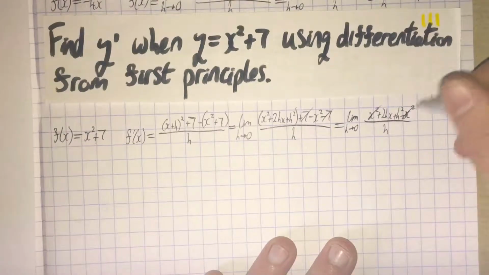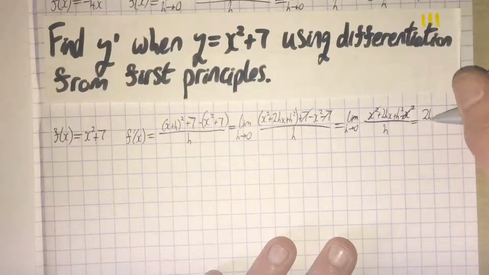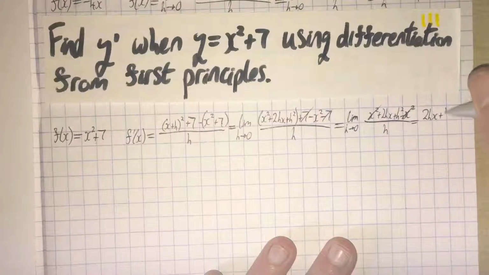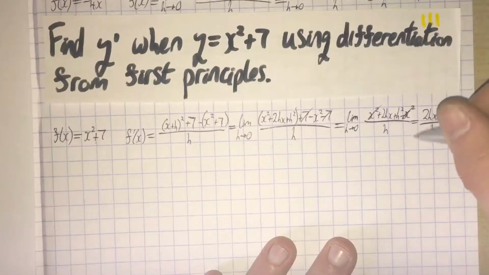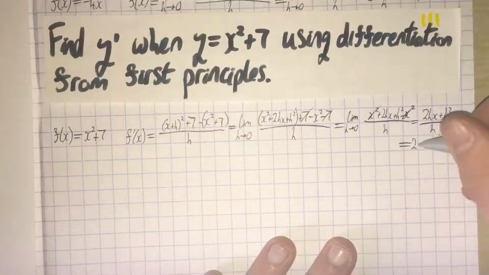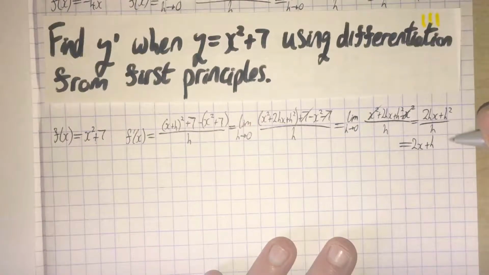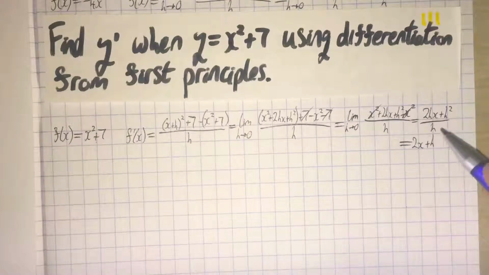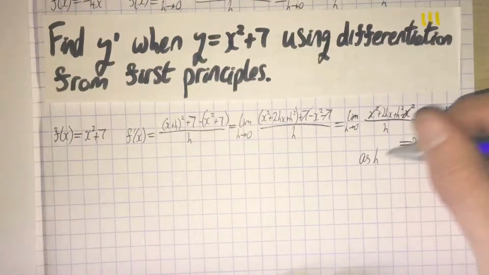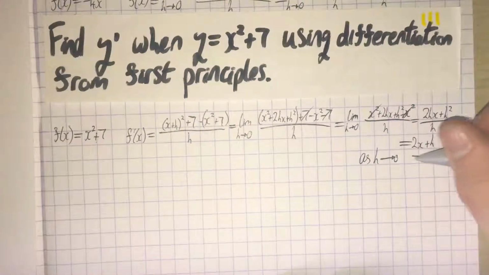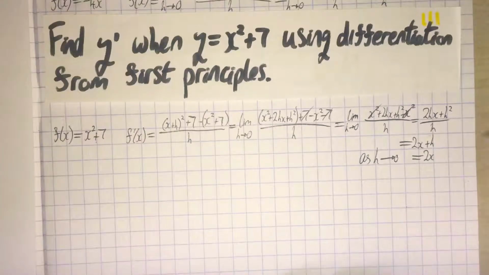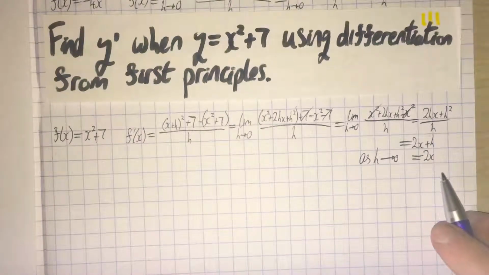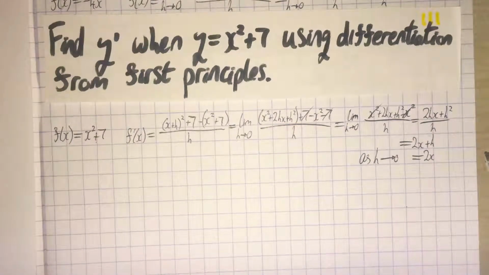x squared cancel off to give us a lovely 2hx plus h squared all over h, which of course equals 2x plus h. And we still have a value of h here, but we needn't worry, as h tends towards 0, this will just become 2x. Hopefully you've followed all of that.